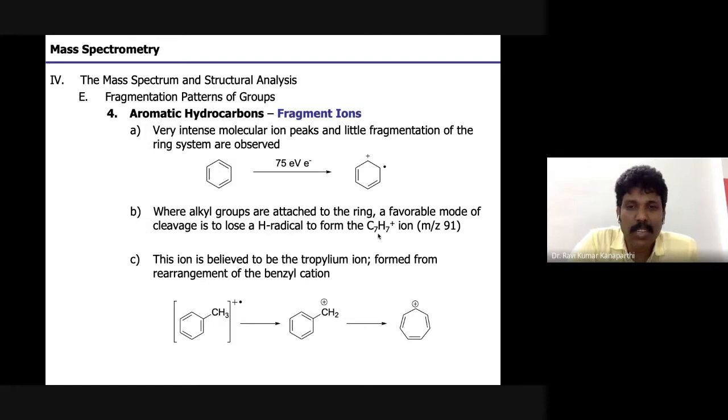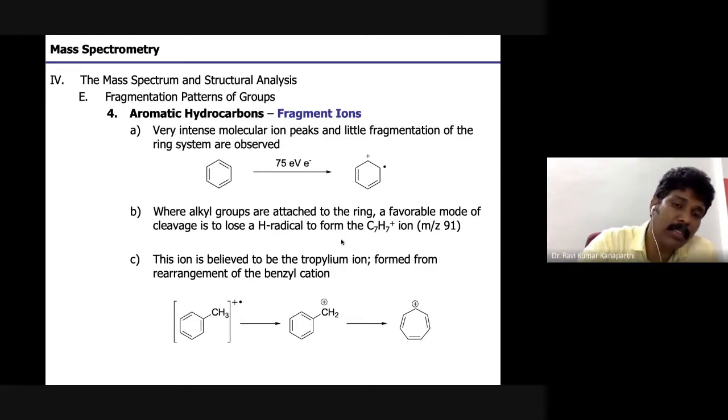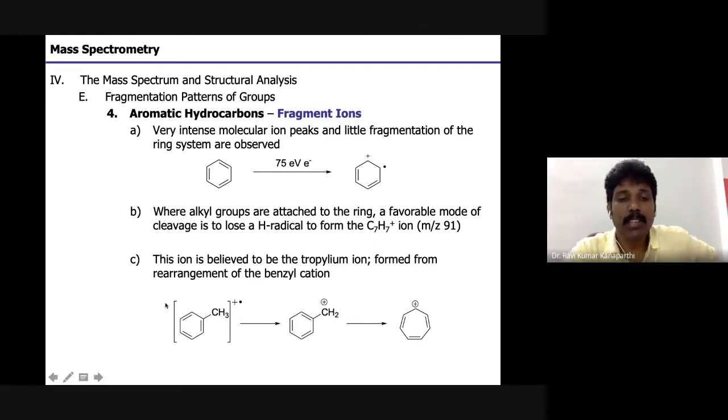Okay, you can see here the ion. This ion is a tropylium ion formed from the rearrangement of the benzyl cation. Okay, formed from the rearrangement of the benzyl. The next example is illustrated here.